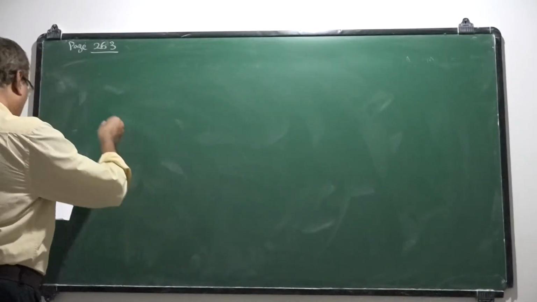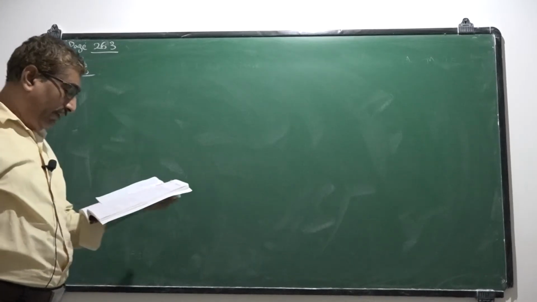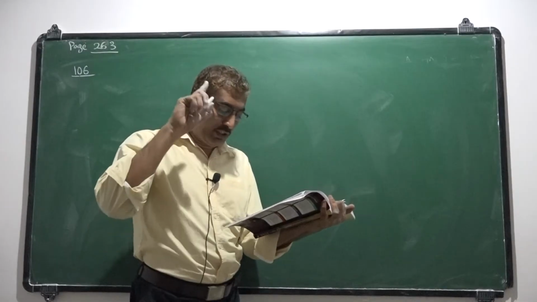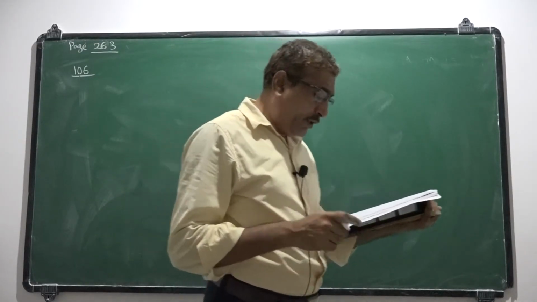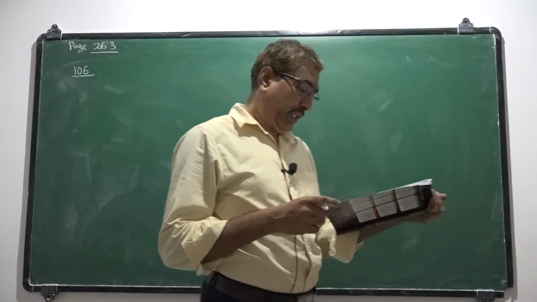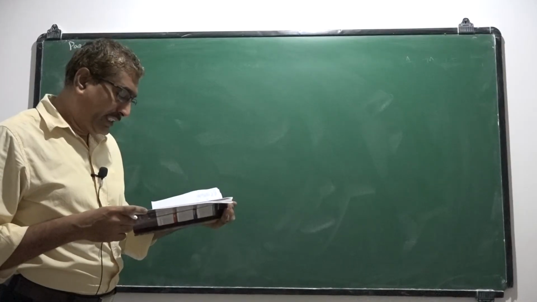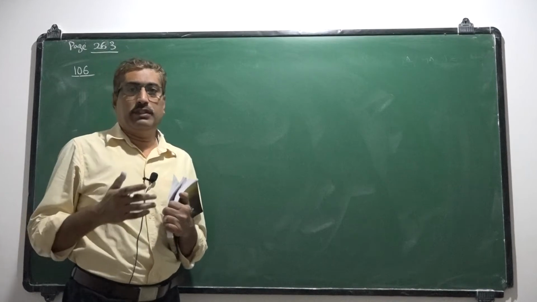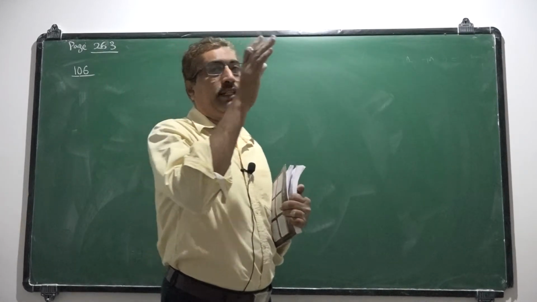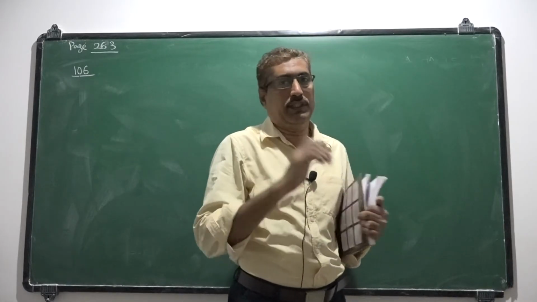Now 106. If the air density was uniform, then find the height of the atmosphere above sea level to produce normal atmospheric pressure of 1 into 10 to the power 5 Pascal, given the density of air and gravity. If air density is uniform, what is the atmospheric pressure? Atmospheric pressure is the pressure exerted by the layers of air in the atmosphere on the surface of the earth.